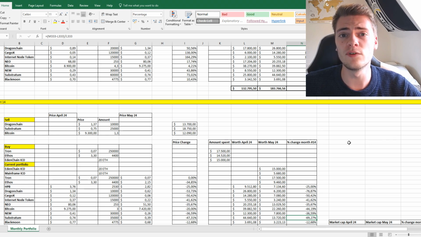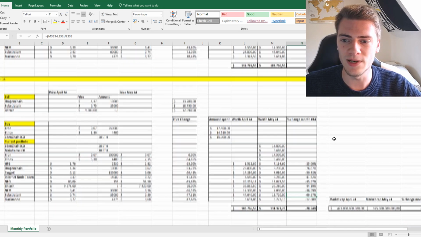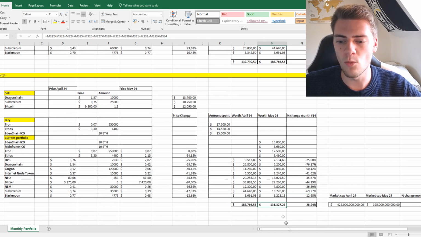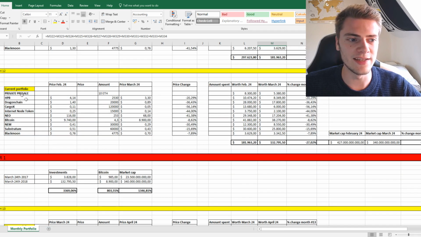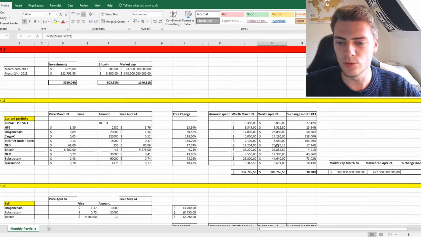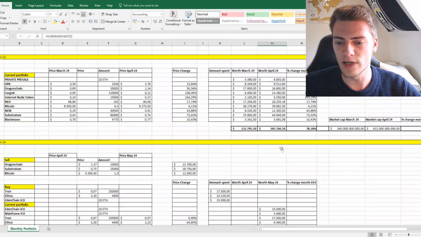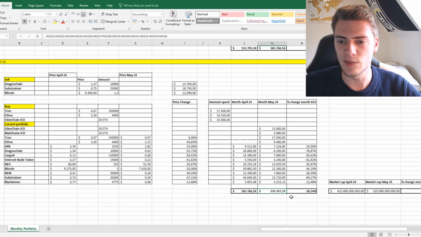So, what is my portfolio worth right now this month on 24th of May 2018? It is worth $131,000. That's more or less identically the same as what it was worth right here at month 12, after the yearly one update. Then it went to 184,000 last month, and now it's back at the same level as 2 months ago. So the monthly change is minus 29%.